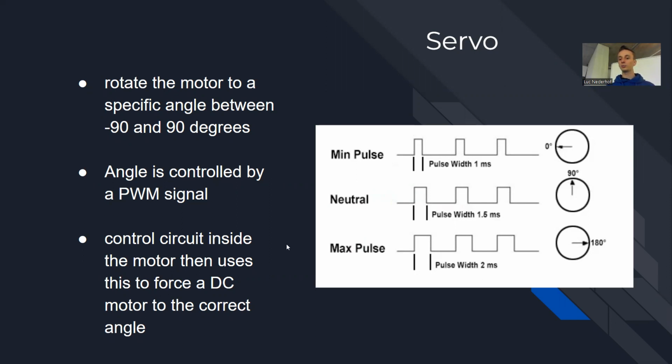We can vary the pulse width, and that actually decides the position of the servo. So it's not that we give it a voltage or whatever. It's exactly tuned to the system because of the way servos are built and the way the control system works inside of them. It uses this to force a DC motor to the correct angle, and it will keep it at that angle. If you try to turn it, it will go back, and it will do everything it can to hold at the angle that you set it to.